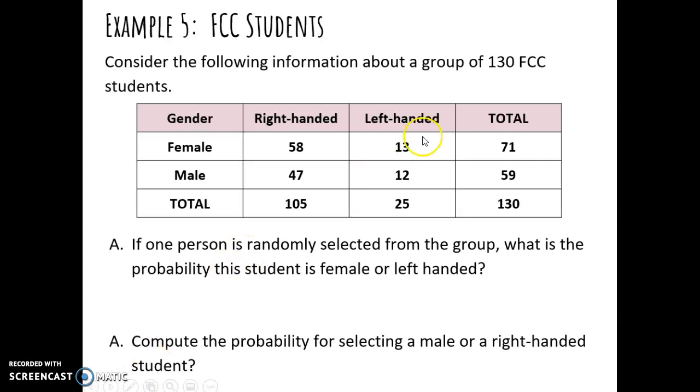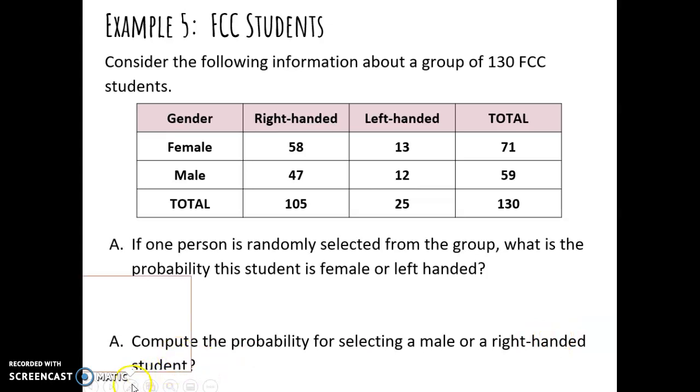Consider the following information about a group of 130 FCC students. We've broken them up into gender and then right-handed versus left-handed. I believe we had this table in a previous example on another video. If one person is randomly selected from the group, what is the probability that this student is female or left-handed?